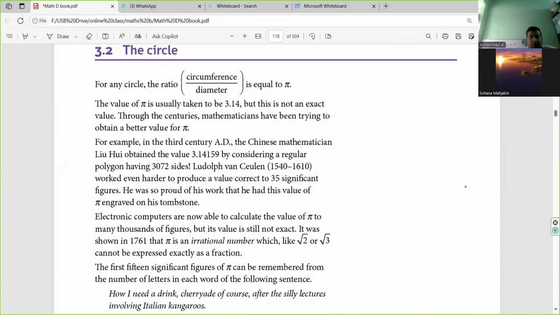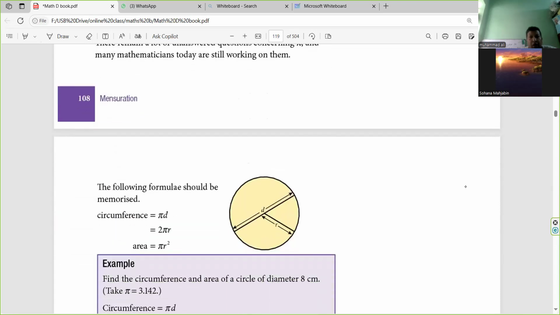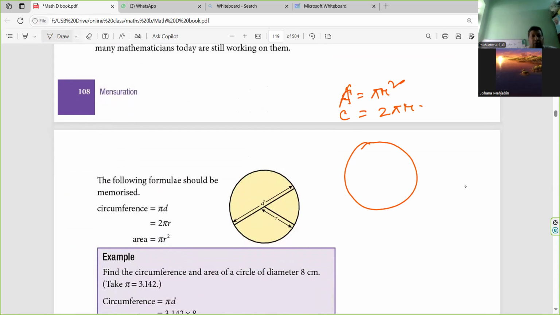And okay, we know the circle area is equal to pi r square. This is the circle area, and circumference equals to c equals to 2 pi r. We also know these things.